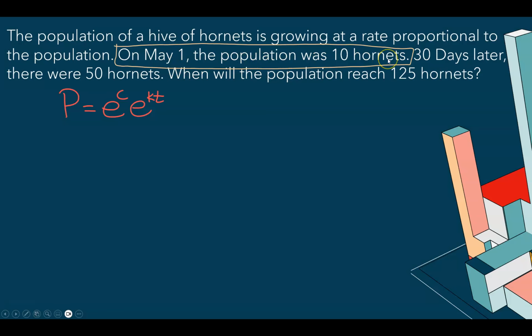On May 1st, the population was 10 hornets. And so obviously 10 is the population. What should we use as time? And the answer is 0. 0 is the easiest time because we get a nice simplification. k times 0, maybe we should write that. Let t equals 0 represent May 1st.